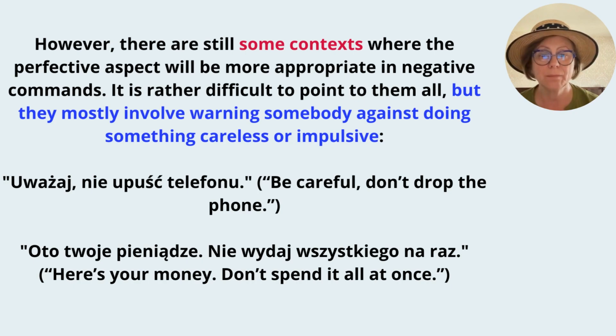However, there are still some contexts where the perfective aspect will be more appropriate in negative commands. It is rather difficult to point to them all, but they mostly involve warning somebody against doing something careless or impulsive. Uważaj, nie upuść telefonu. Be careful, don't drop the phone. Oto twoje pieniądze. Nie wydaj wszystkiego naraz. Here is your money. Don't spend it all at once.